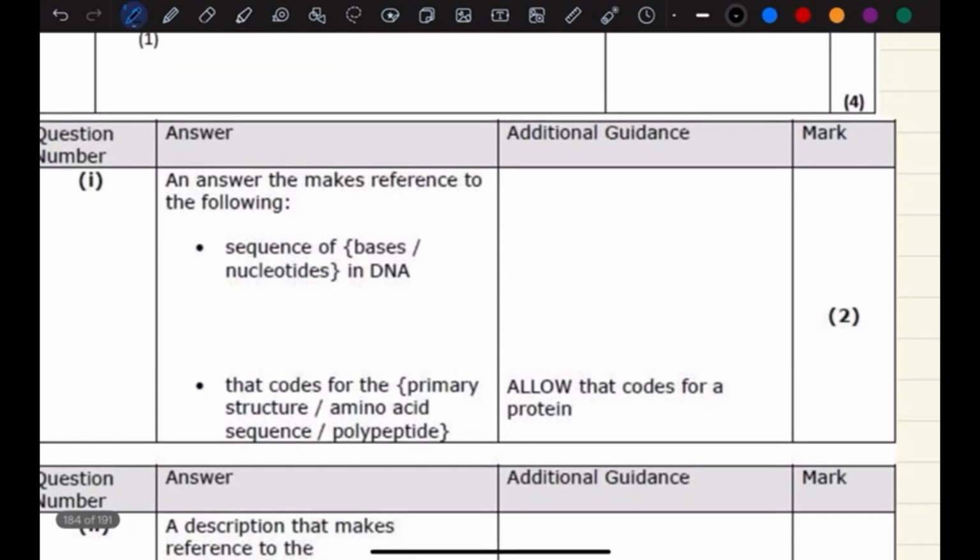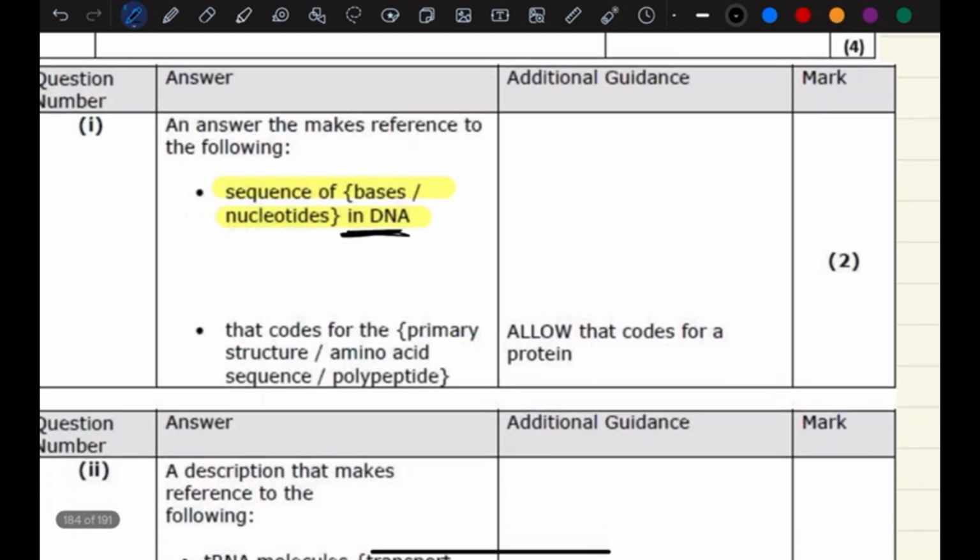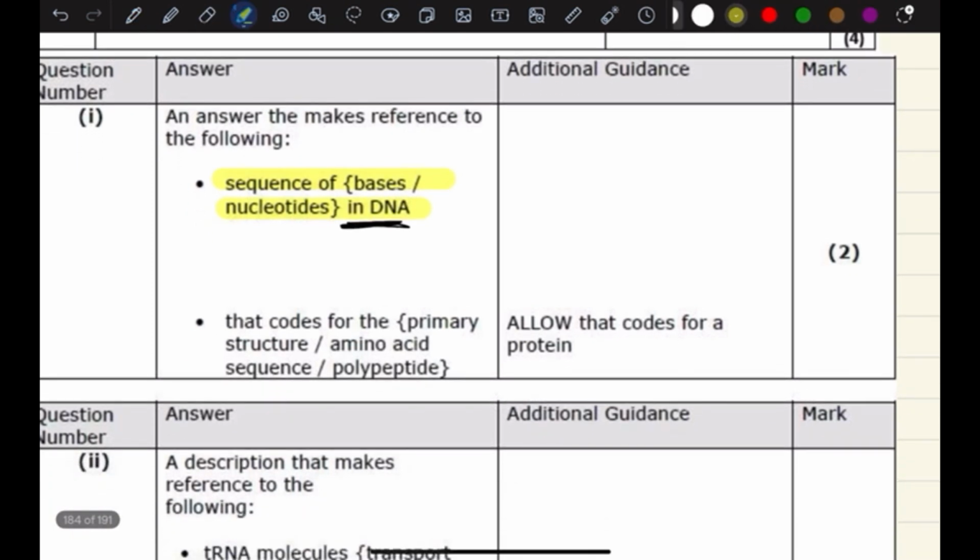Yeah? Cool. Then when we're talking about defining a gene, literally almost like what we said, you need two parts to this definition. So your first part is going to be a sequence of bases in DNA. Guys, very important. In DNA. That one, if you don't say it, you don't get the mark. Yeah? Very, very strict, I know. And then your second part is going to be codes for, I would normally say a polypeptide, but like it shows, you can say amino acid, you can say a primary structure protein. Literally doesn't really matter. Codes for protein.